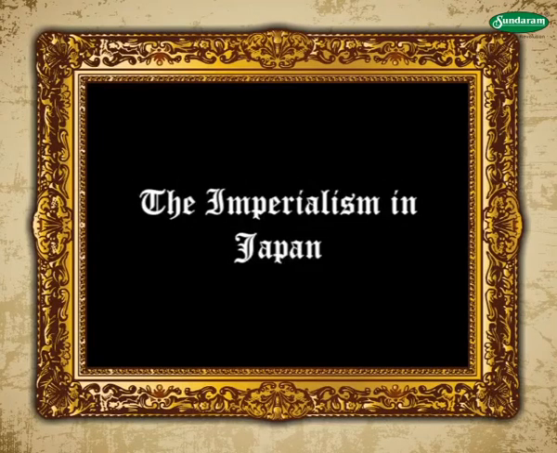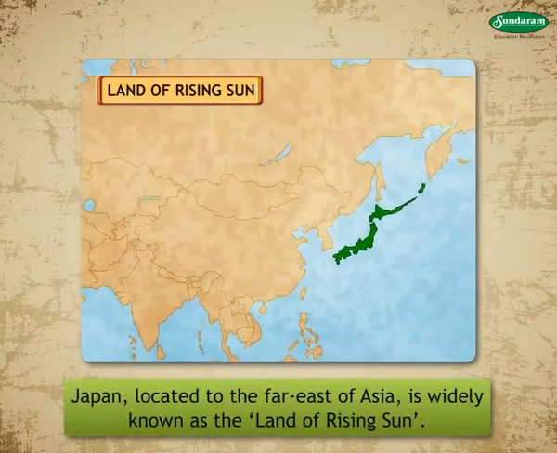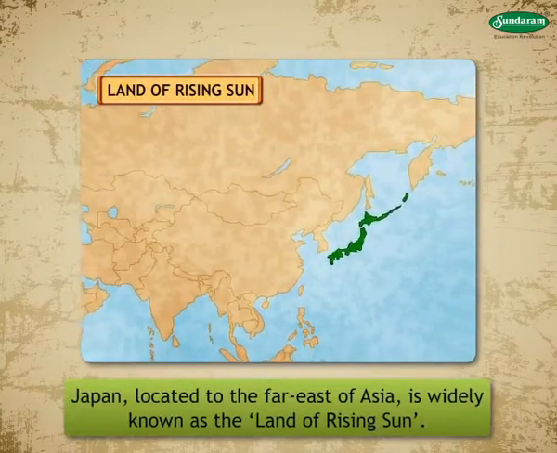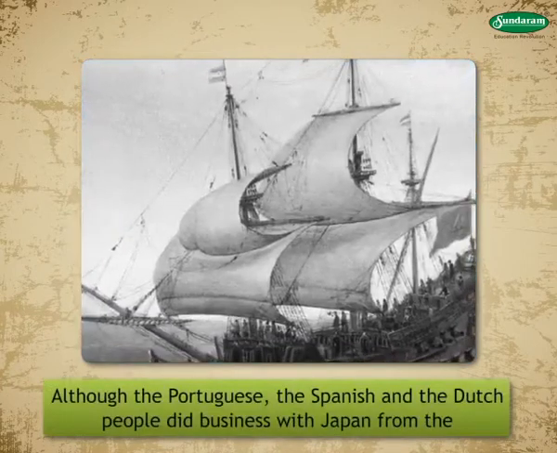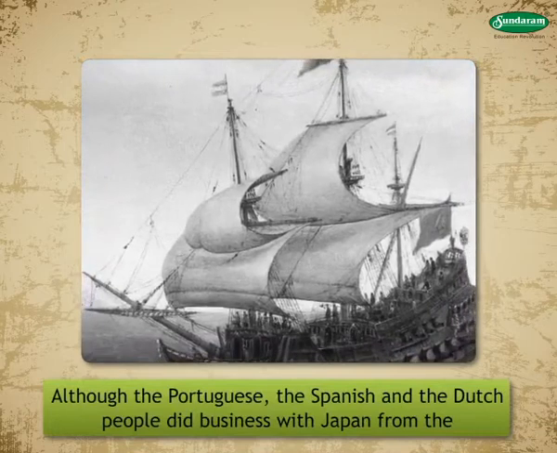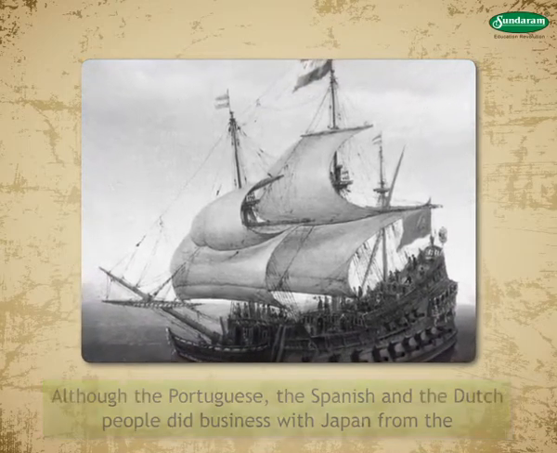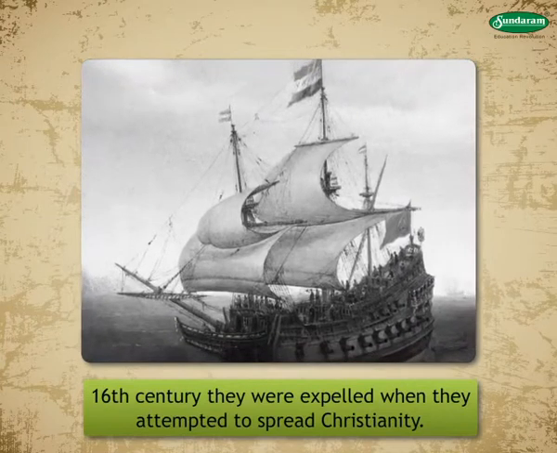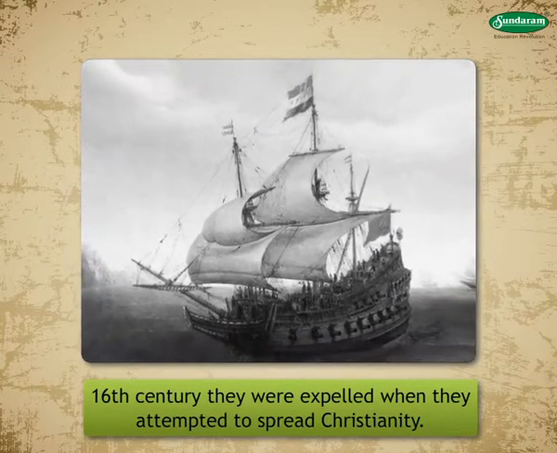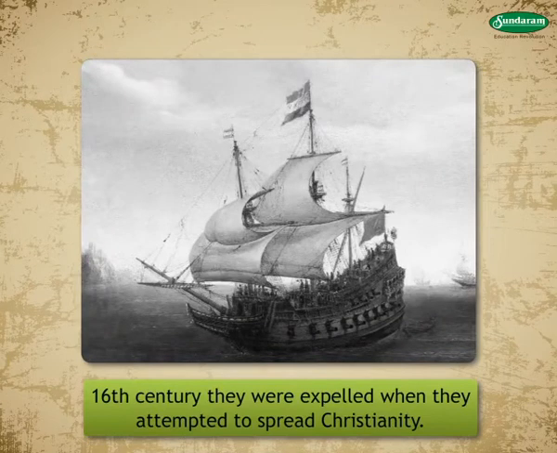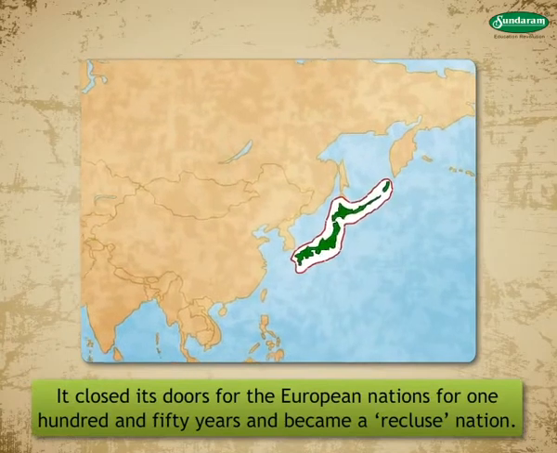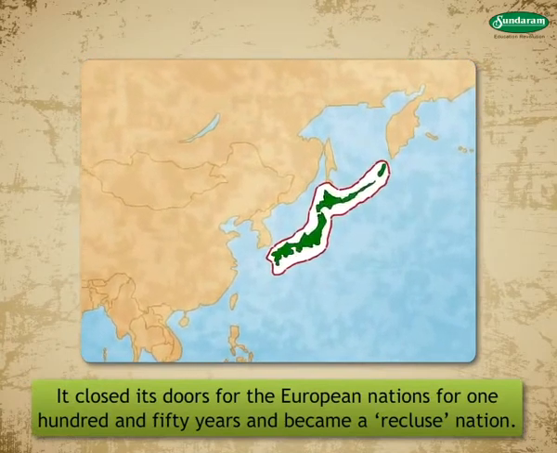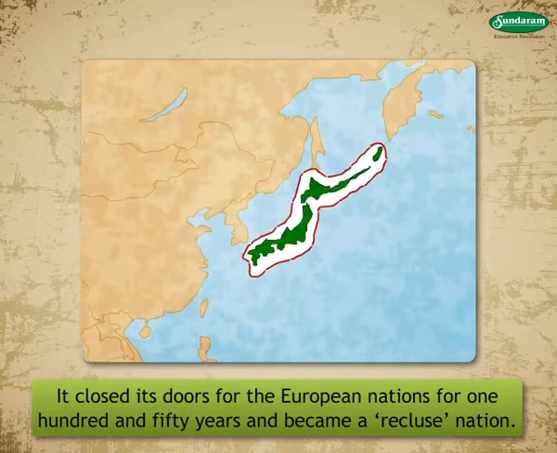The imperialism in Japan. Japan, located in the far east of Asia, is widely known as the land of the rising sun. The Portuguese, the Spanish, and the Dutch people did business with Japan from the 16th century. They were expelled when they attempted to spread Christianity. Japan closed its doors to the European nations for 150 years and became a recluse nation.